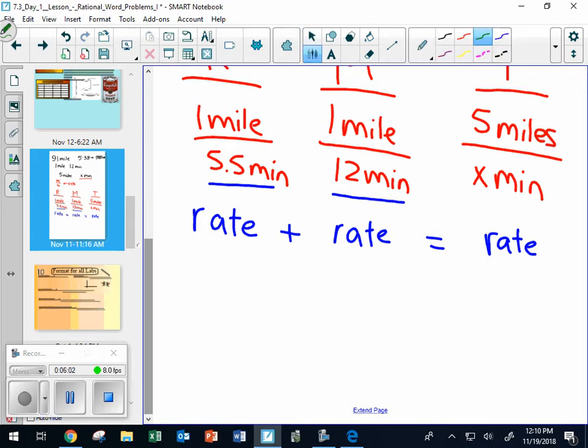More importantly for us, though, we want to be able to figure out what the rate is. Right? Typically rates are miles per hour, meters per second. Here we have miles per minute. But couldn't we also have something like, if I have a chicken, and the chicken lays eggs, and it lays an egg every half an hour, what would my rate be then?